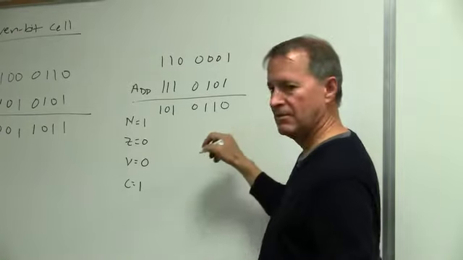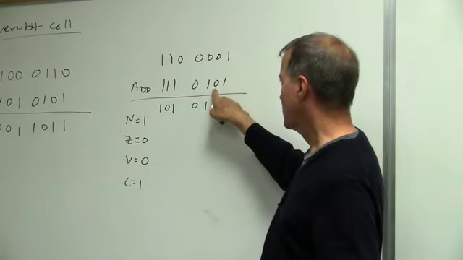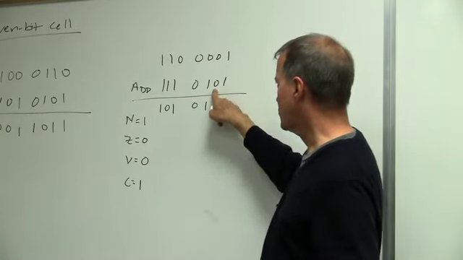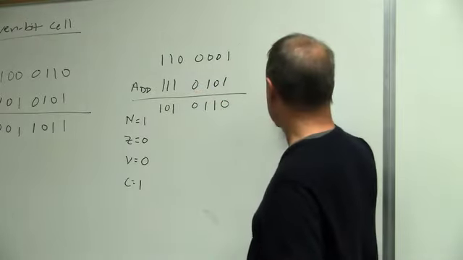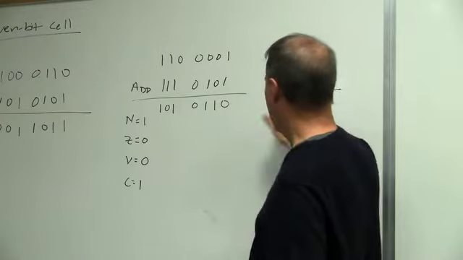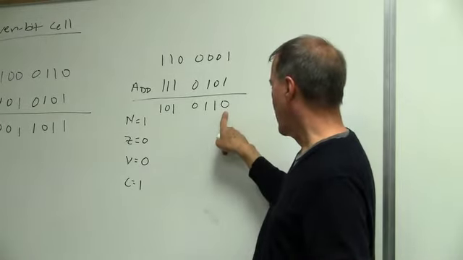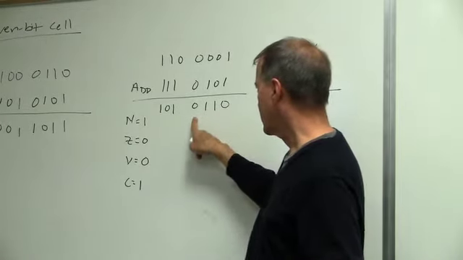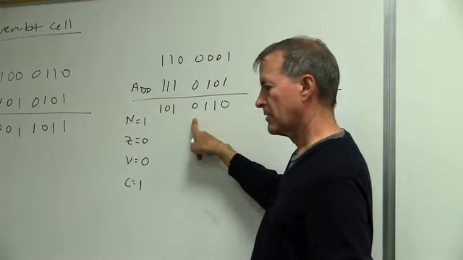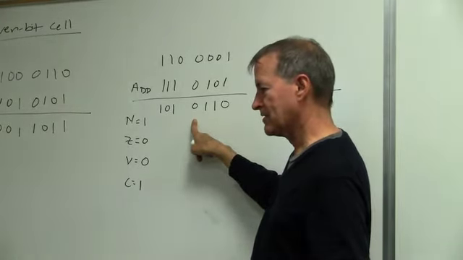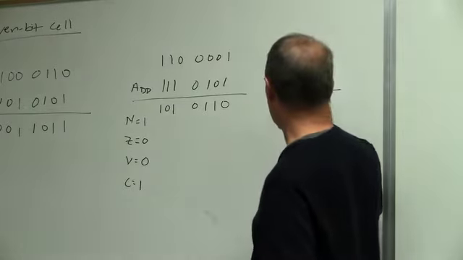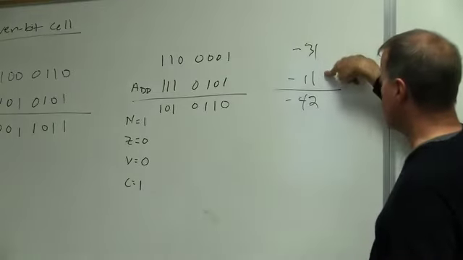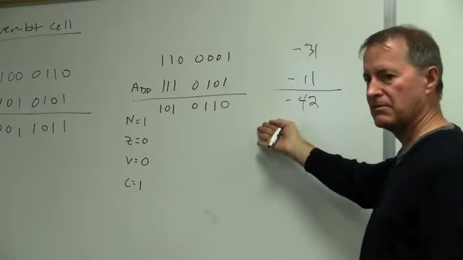Is everybody good? Now what's this one? 2 plus 8 is 10, plus another 1 is 11. So this is negative 11. And now what is this one? 1 plus 8 plus 32, plus an additional 1, which is 42. So this must be negative 42. Is that right? Yeah, we added negative 31 plus negative 11 and we get negative 42, so everything's fine.